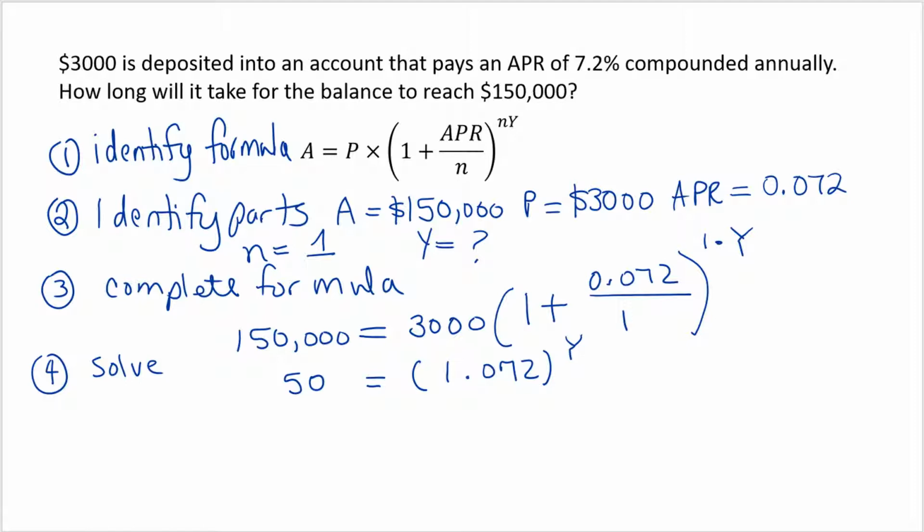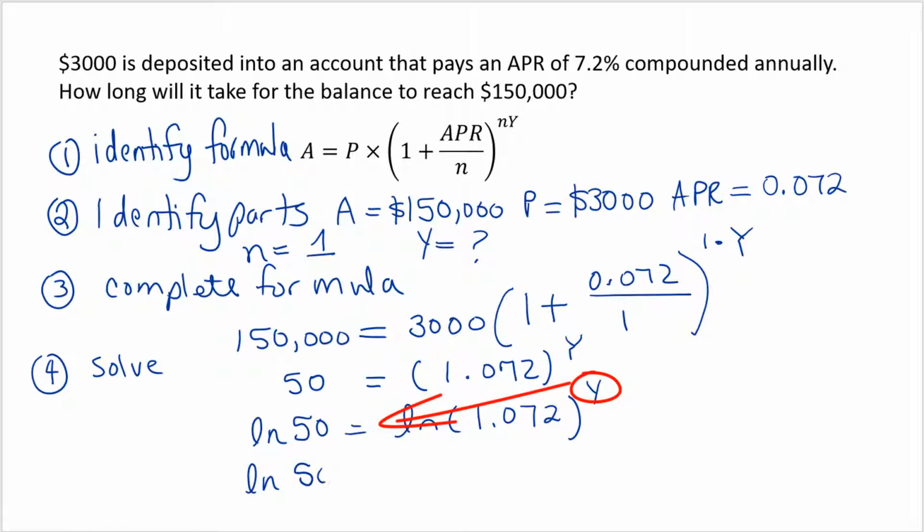Now, the trick is we have to know to take the natural log to solve for an unknown in the exponent. So let's take the natural log, ln, of both sides. So we have ln of 50 is equal to the ln of 1.072 raised to the power of y. There is a special property of logarithms that permit us to move the exponent into the coefficient. So now we will write this as ln of 50 equals y times the ln of 1.072.